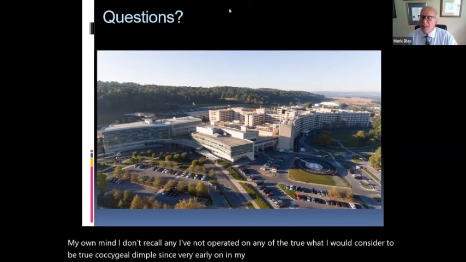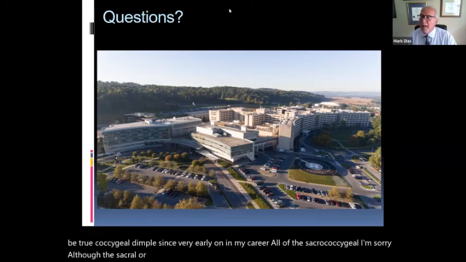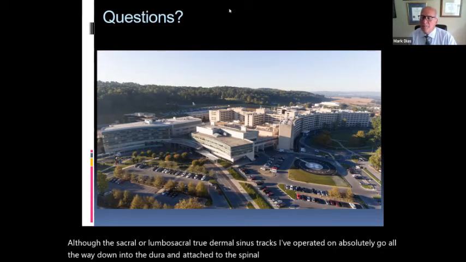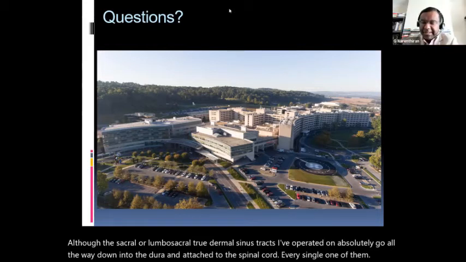All of the sacral or lumbosacral true dermal sinus tracts I've operated on absolutely go all the way down into the dura and attach to the spinal cord, every single one of them. Thanks, thank you very much.